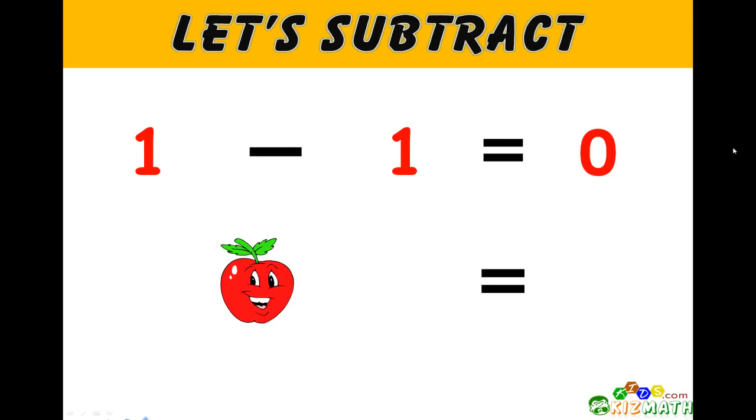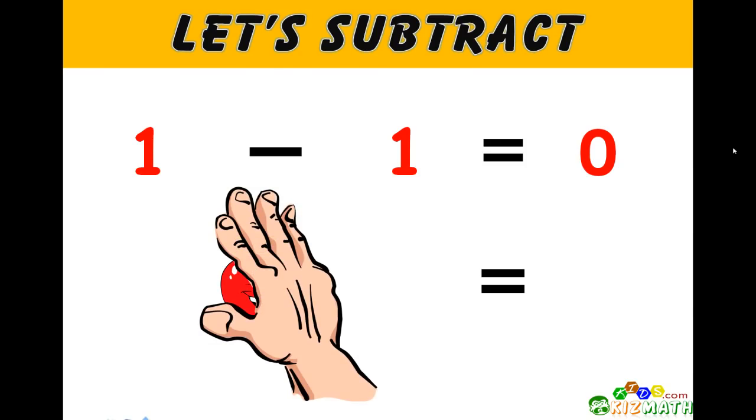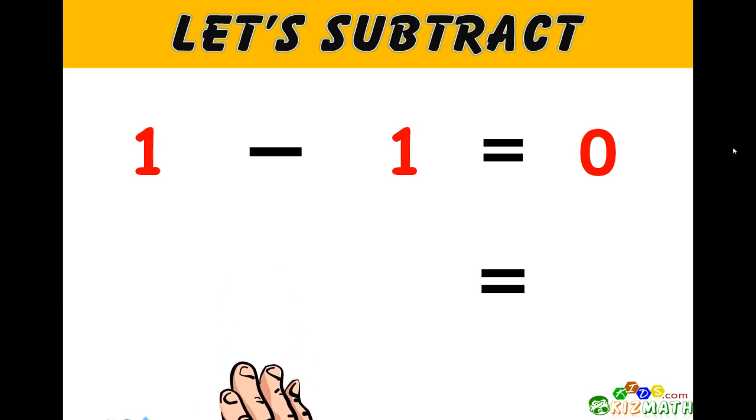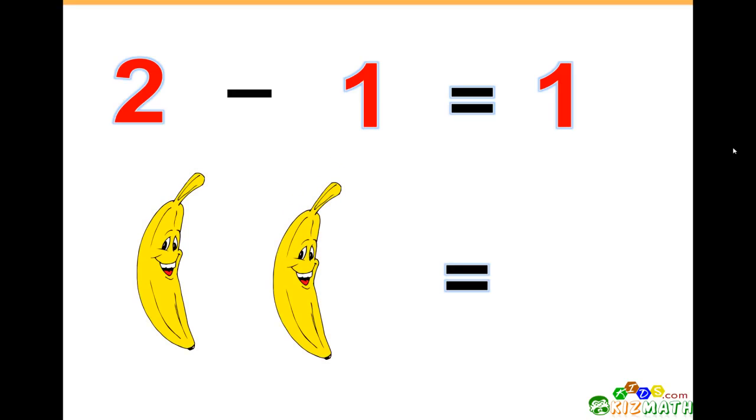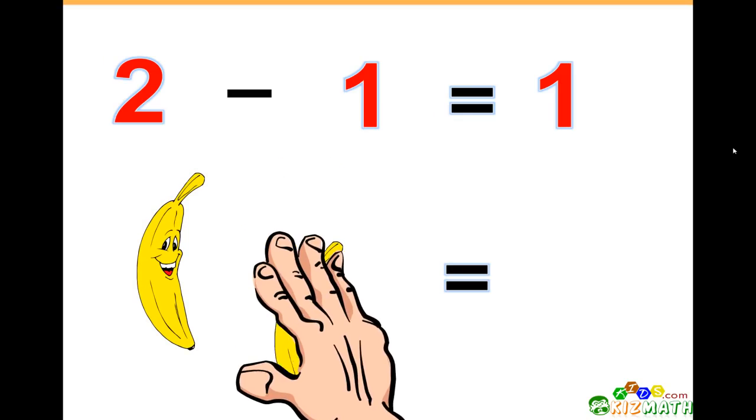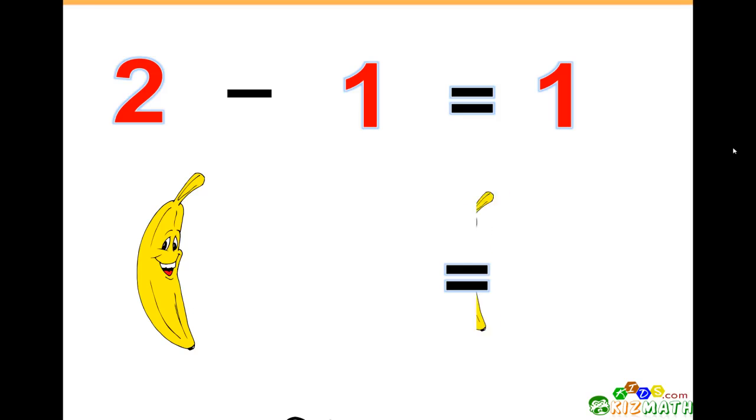Let's subtract. 1 minus 1 equals 0. If we have one apple and we take away that one apple, we have 0 apples left. 2 minus 1 equals 1. If we have 2 bananas and we take away one banana, we have only one banana left.